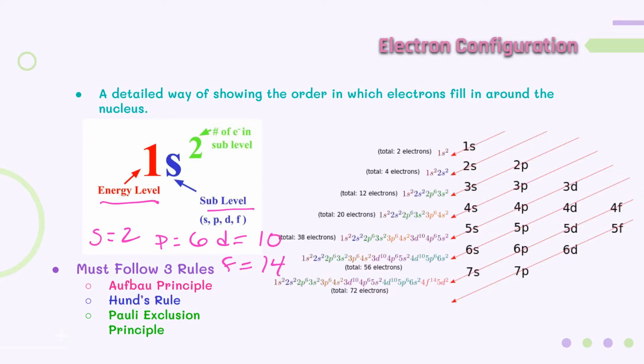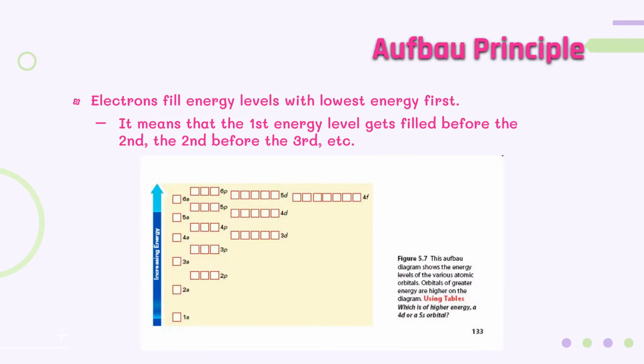In order to fill out electron configuration, we must follow 3 rules: the Aufbau Principle, Hund's Rule, and Pauli Exclusion Principle. Aufbau Principle states that electrons fill energy levels with the lowest energy first. It means that the first energy level gets filled before the second before the third before the fourth. It's basically describing that electrons are lazy, so electrons equal lazy. They're not going to use more energy to fill a 2 or 3 energy level if the first one is open.